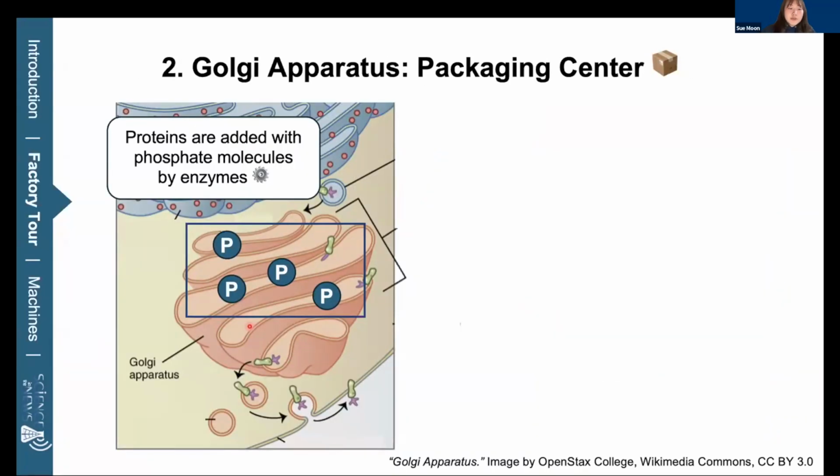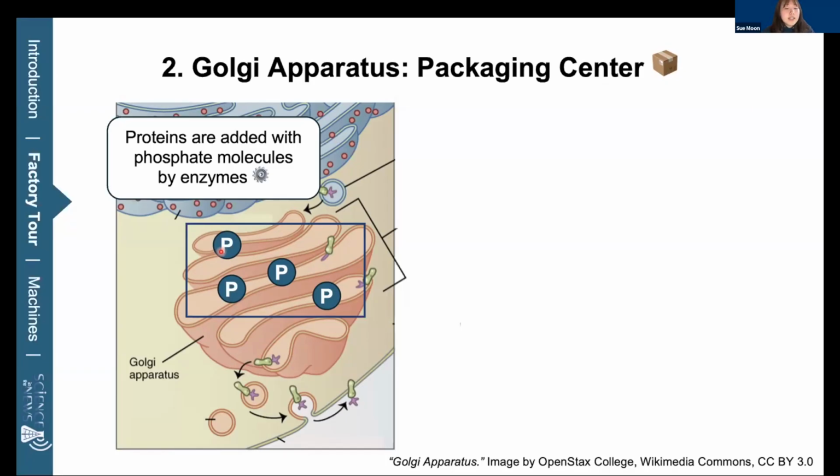After making sure that the protein is produced properly, the protein products are sent to the Golgi apparatus, the packaging center. At the Golgi, proteins are added with various chemical tags. For example, phosphate molecules are added by enzymes called phosphotransferases. And enzymes are like tiny machines in your body. Their job is to speed up important processes, like breaking down the food you eat so your body can use it for energy. Without these enzymes, these processes could be too slow to keep you alive.